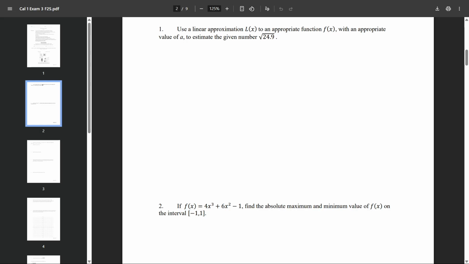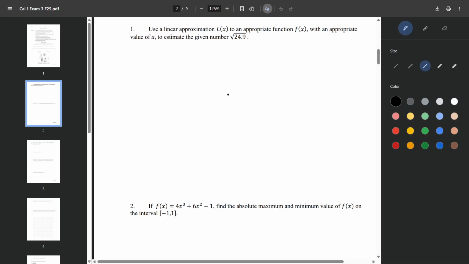Alright, this video is for exam 3, page 2, section 1, and we'll start right now. Number 1, use linear approximation L of x to approximate the function f of x with an appropriate value of a to estimate the given number, root 24.9. So we're going to try to estimate root 24.9.